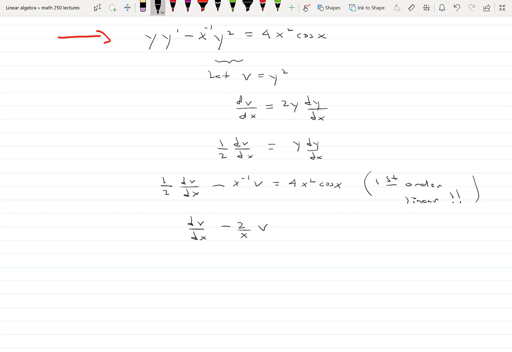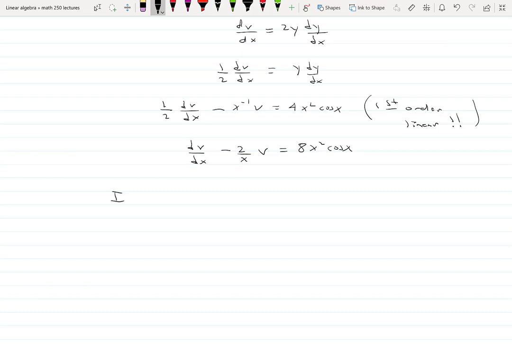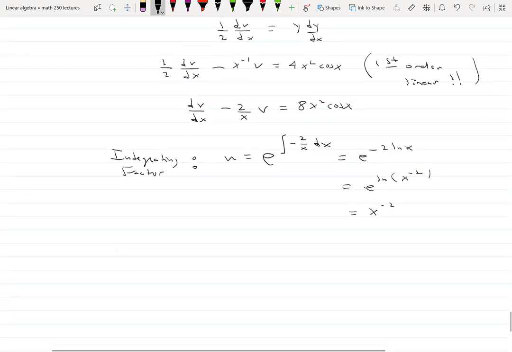So let's do that. Equals 8x squared cosine x. So the integrating factor, just to remind you, that's the u, and it's equal to e to the integral of the p, the coefficient of v in this case, or e to the minus 2 log of x. No absolutes necessary since we're looking at x greater than 0, or e to the ln x to the minus 2, or simply x to the minus 2. So that's our integrating factor.